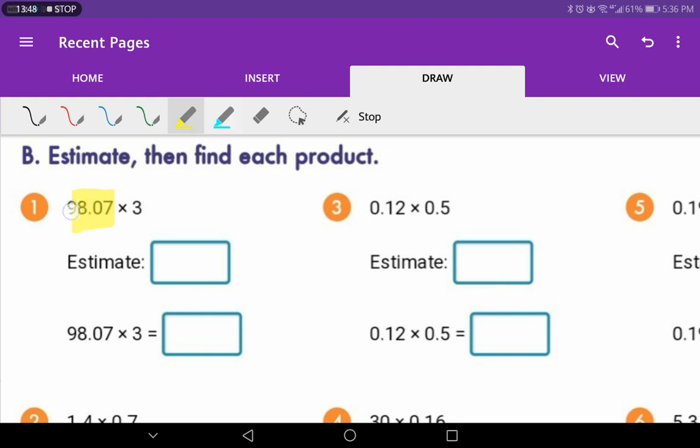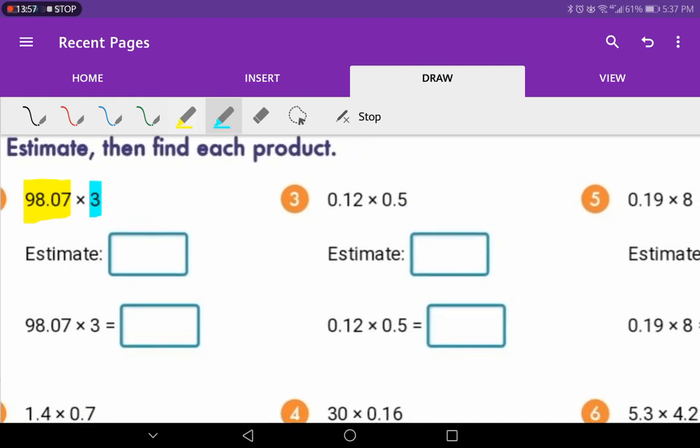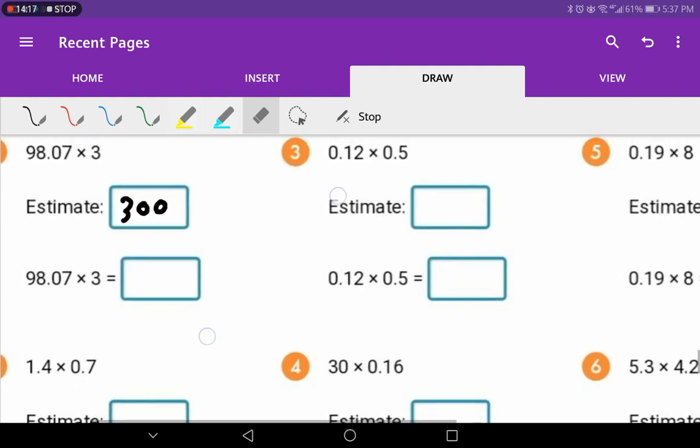This is the first factor and this is the second factor. It is a whole number by decimal. I will take them here. By estimation, first of all, I will make this 100 and I keep this 3. So the estimation is 300. Okay, my dear student, this is the estimation. Now, what about the exact answer?